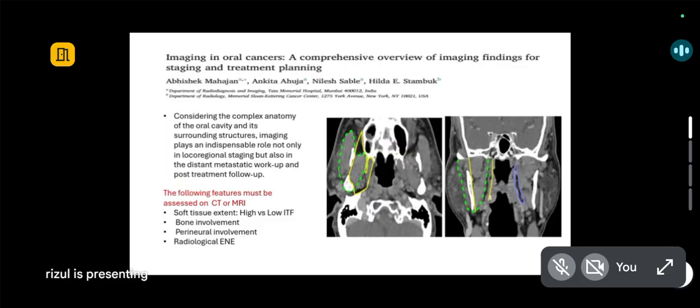Similarly, for the green part, the masticator space, the boundaries are very important. It is a suprahyoid deep fascia space, bounded by the slips of the investing layer of cervical fascia and consisting of the masseter, lateral pterygoid, medial pterygoid and temporalis muscles, all the muscles of mastication. So considering the complex anatomy of the oral cavity and surrounding structures, imaging is important not only in staging but also in the metastatic workup.